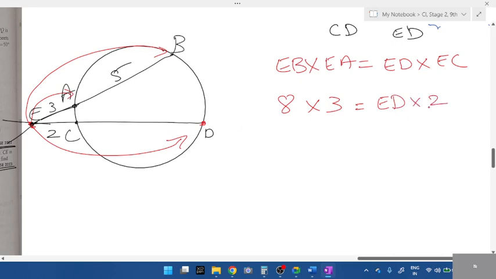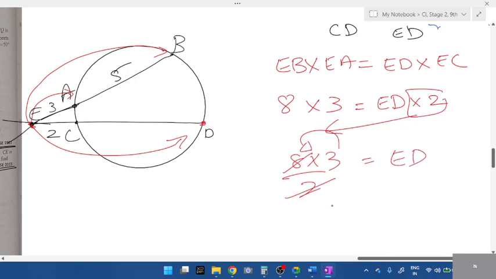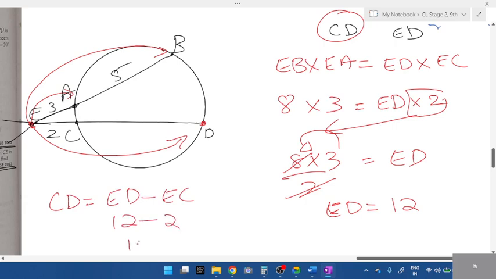EC is 2. If you want to find ED first, right? Find ED, bring this 2 down. 8 into 3 divided by 2. 2 ones are 2, 2 fours are 8. What is ED value? ED is equal to 12. They have asked us to find EB, I mean CD. So what will be the value of CD? CD is equal to, which one I have to subtract? ED minus EC. 12 minus 2, right? Answer is 10. See, they have asked us to find this value, student, this. Entire length of ED is 12 centimeter. So what is CD value? 10 centimeters.